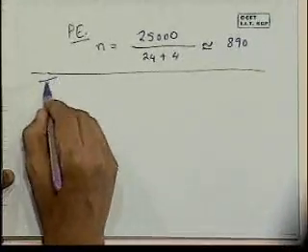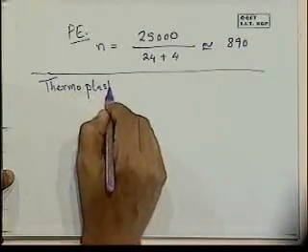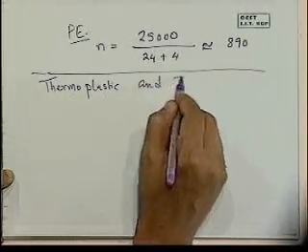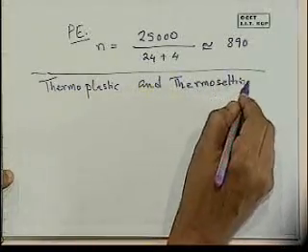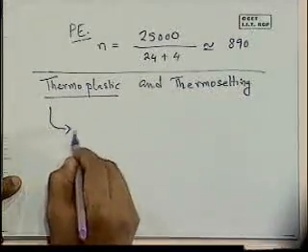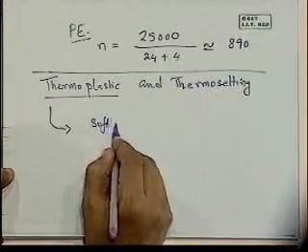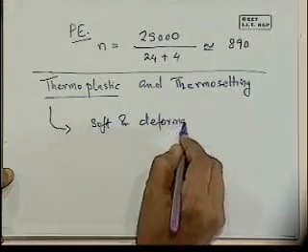Polymers can also be classified as thermoplastic and thermosetting, depending on how they behave when they are heated up. Thermoplastics, for example, are soft, they soften and deform upon heating.